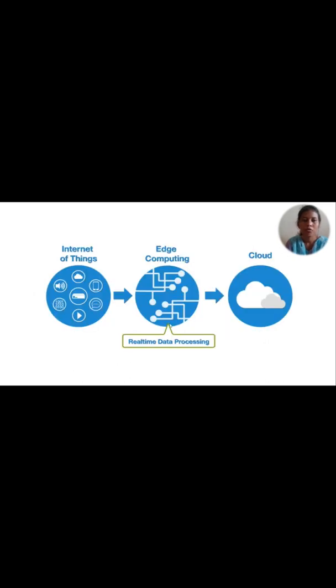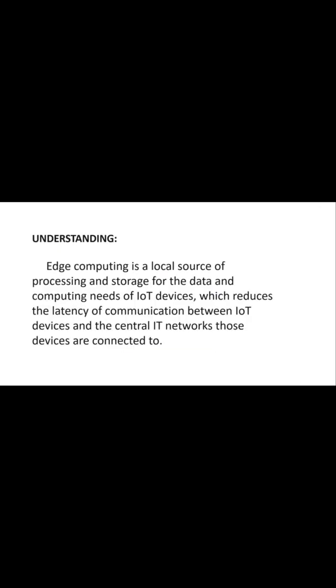This is the diagram of edge computing, the Internet of Things, edge computing, and the cloud. Edge computing is about real-time processing. Edge computing is the local source of processing and storage of data for the computing needs of IoT devices, which includes a link of communication between IoT devices and the central IT network. Those devices are connected to edge computing.